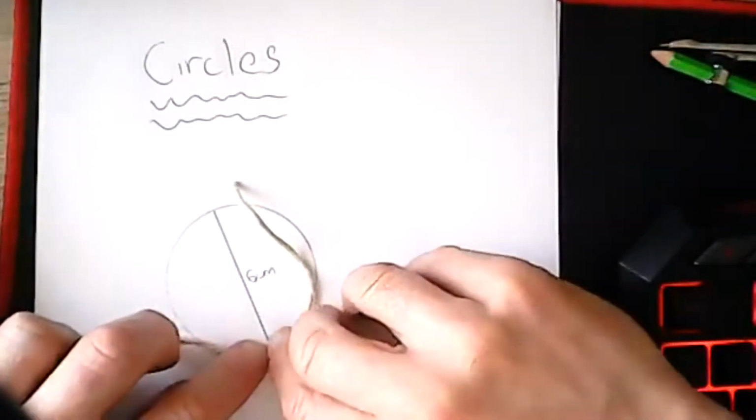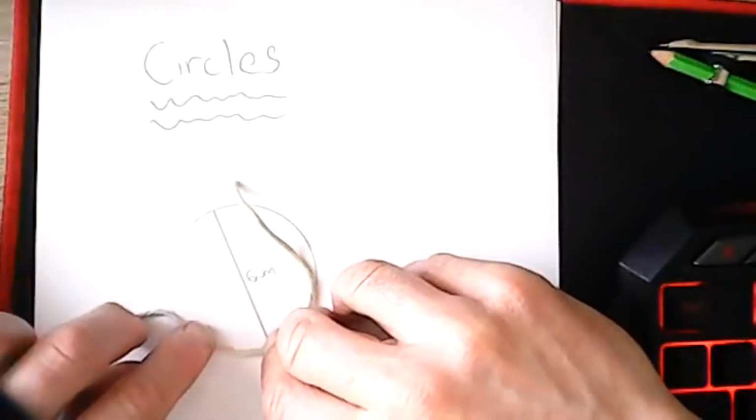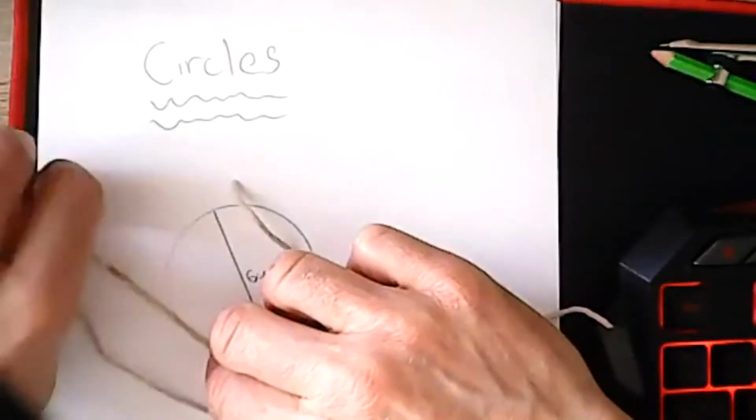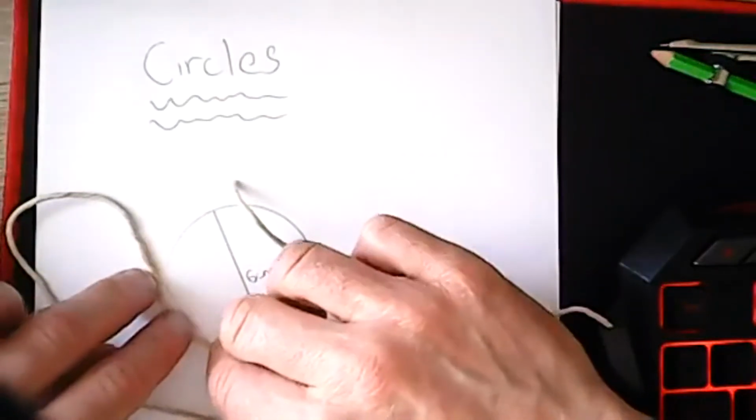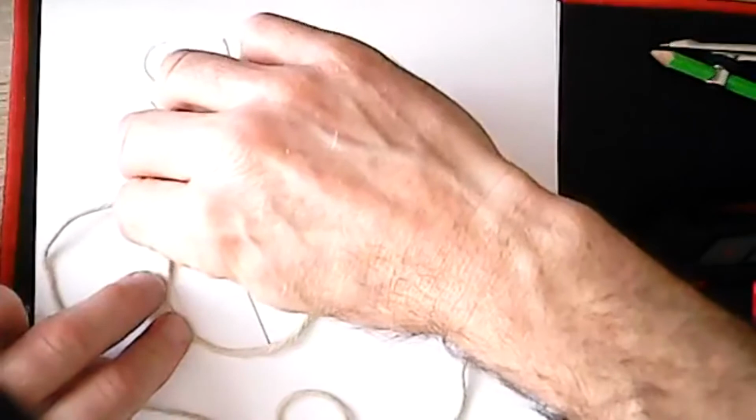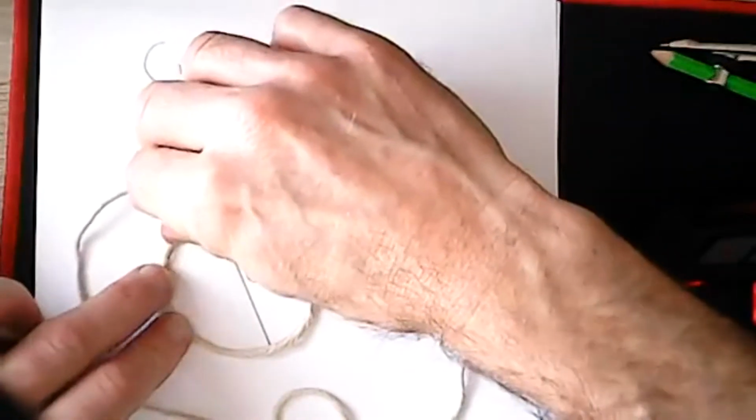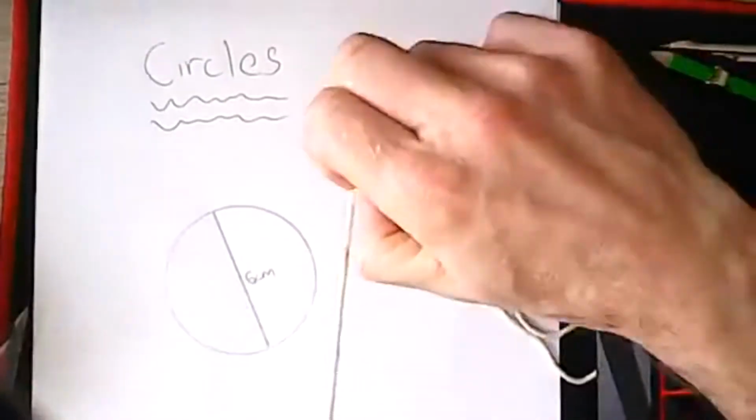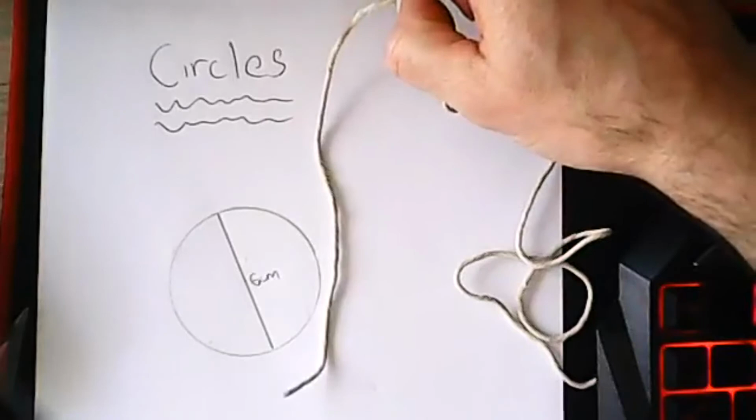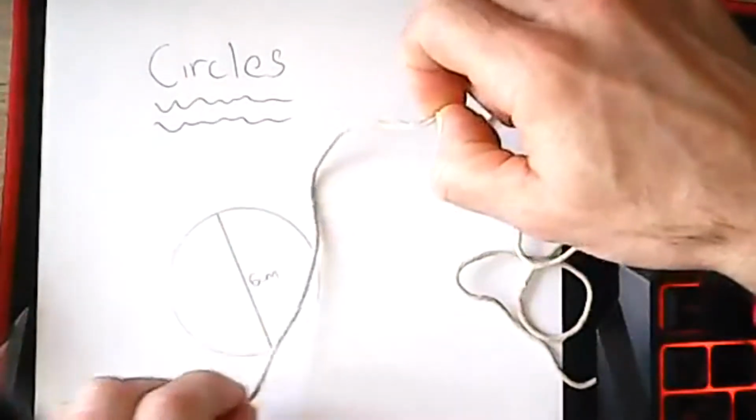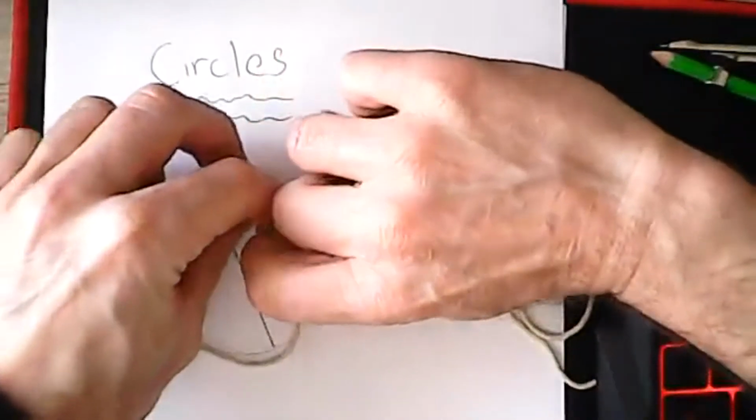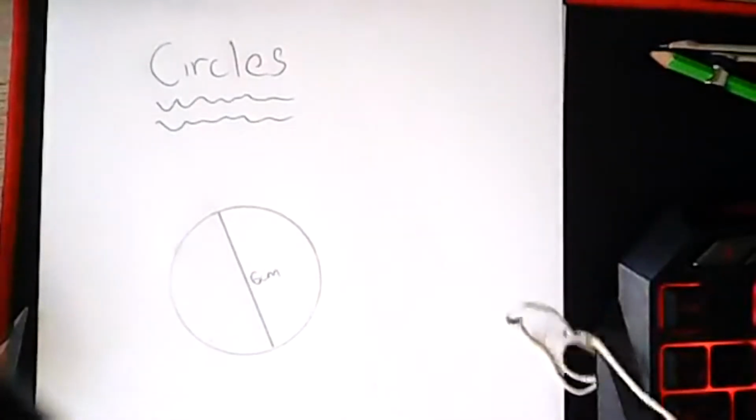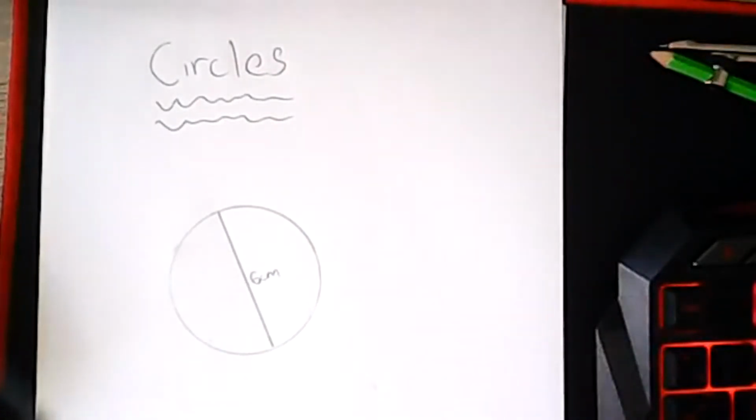So I'm working my way all the way around there. When I finish, the length of the string is going to be the circumference of the circle. Right back to the beginning there, I'm going to pinch it, exactly where my nails are, that distance there. It's quite long actually, because it's wrapped around. It's longer than you think. Now I'm going to measure that using a ruler.